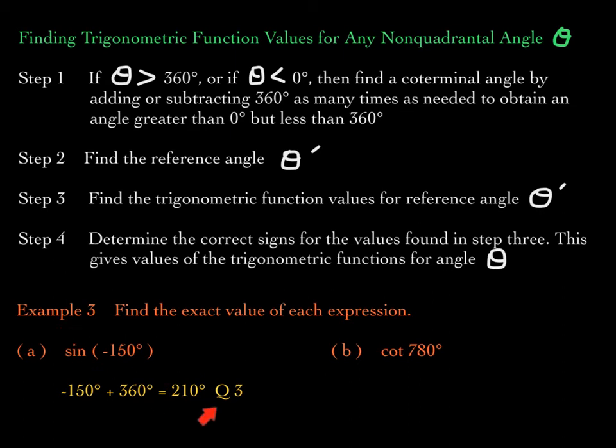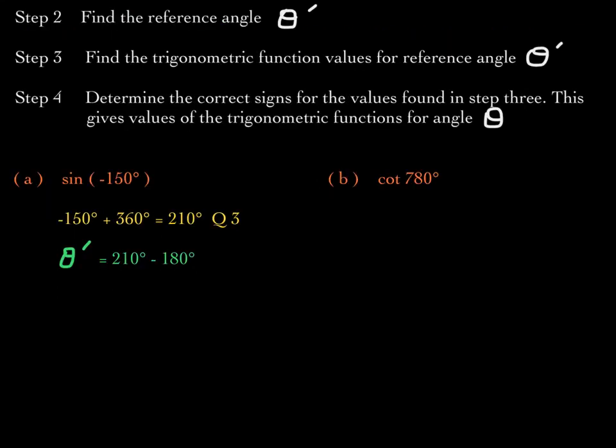Remember, all students take calculus? In quadrant 3, sine is negative. So I already know my final answer will be negative. What I want to do now is find the reference angle. That's step number 2. Find the reference angle. Let me also move the screen up because I'm running out of space. Now the reference angle, because we're in quadrant 3, will be found by subtracting 180 degrees from 210. That would give us 30 degrees.